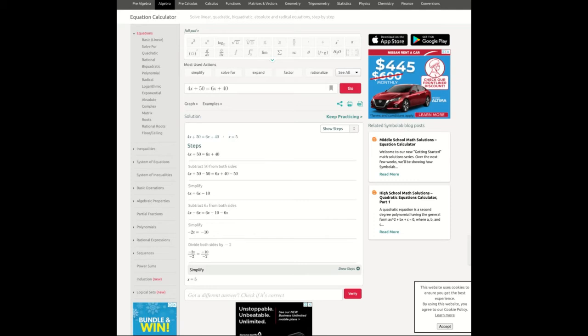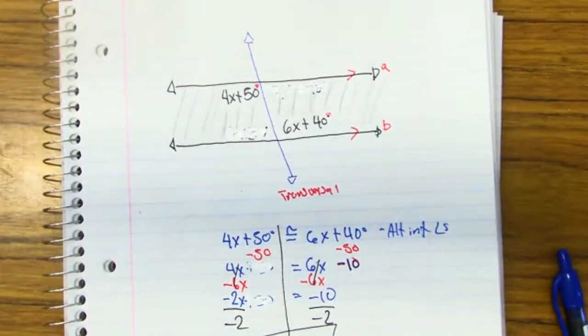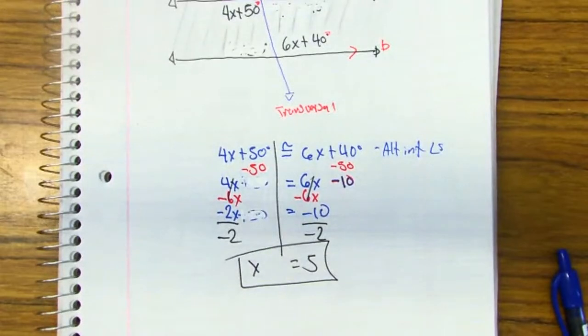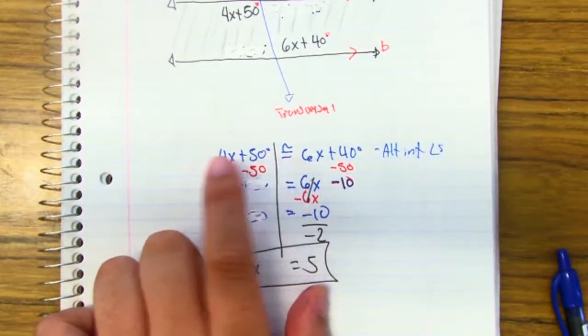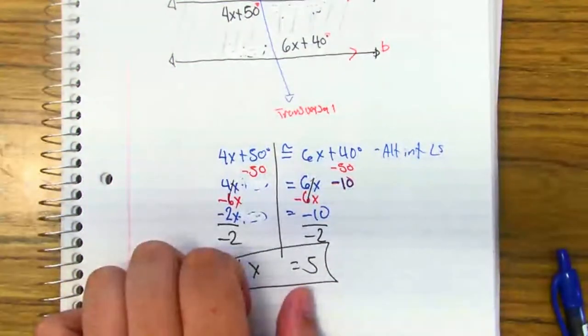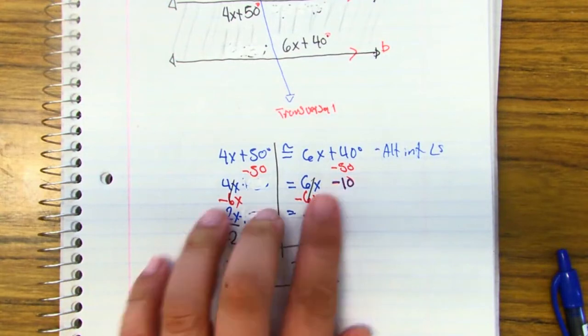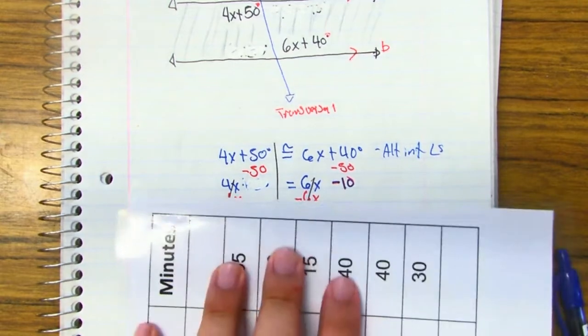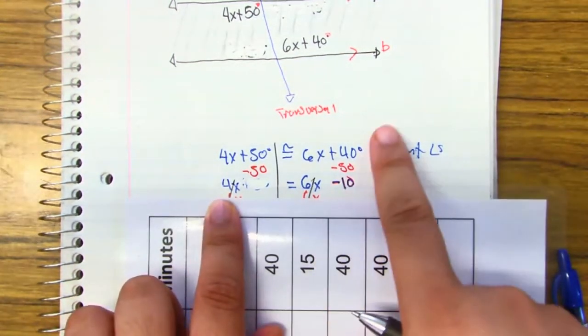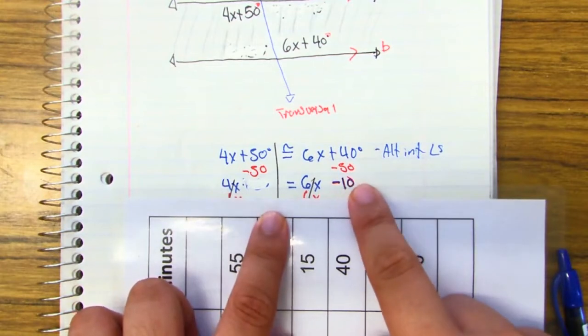Okay, double check your work. I'm going to show you how I'm doing it in my version. I know it looks ugly, but we all have experience of ugly work. So here is how I did it. Of course, you can write it as 6x plus 40 is congruent to 4x plus 50 if you want. You don't have to. But here I minus 50 on both sides because that's what the steps are giving me. Then I dropped down 4x, I dropped down 6x, and my leftover is negative 10.